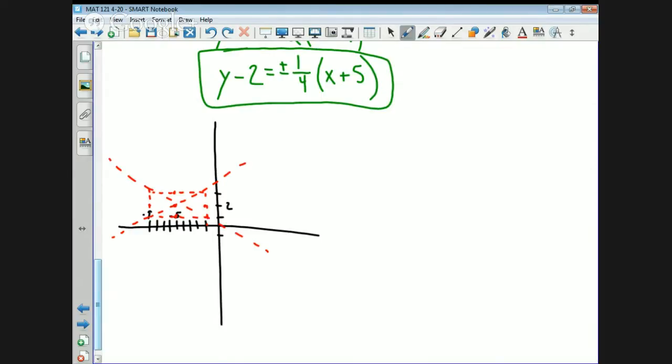And now, since this was a positive x, the transverse axis is horizontal, which means that we're going to have our cups of the hyperbola something like this, opening left and right. And that's all I need to see. So as long as you have that stuff in play, I'm going to be good with your answers. And that takes us to the end of what we're going to be looking at today for hyperbolas.